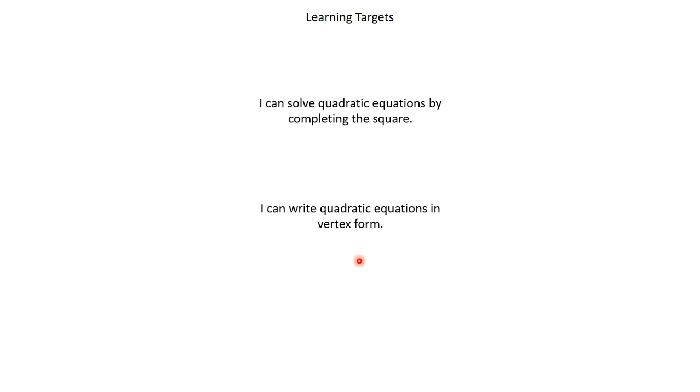Now with the solving, we will learn other methods of solving where we won't need to complete the square. However, to write it in vertex form, you will have to complete the square. There's no way around that. So this is something that you definitely need to know.